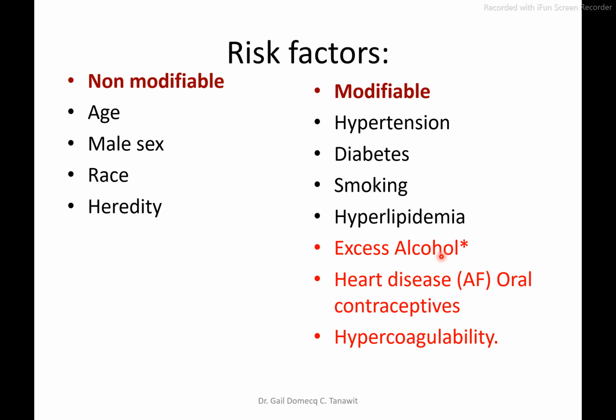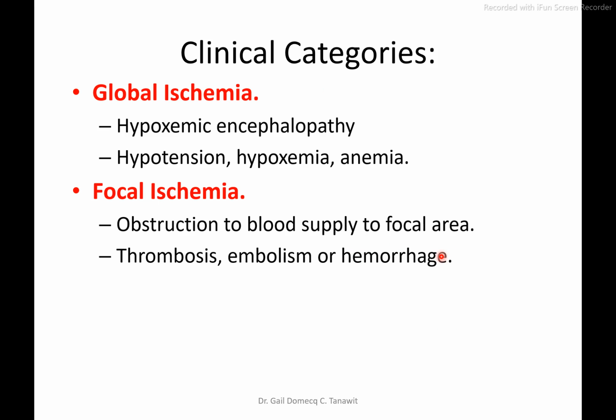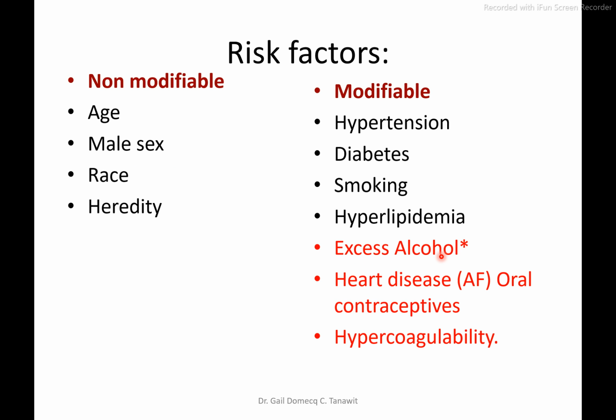So the risk factors for the non-modifiable risk would be age, male, race, and heredity. For the modifiable would be hypertension, diabetes, smoking, hyperlipidemia, excess alcohol, heart disease, atrial fibrillation, oral contraceptives, that would be a risk factor, and hypercoagulability.